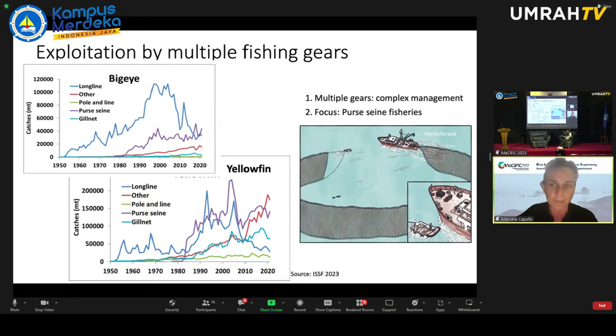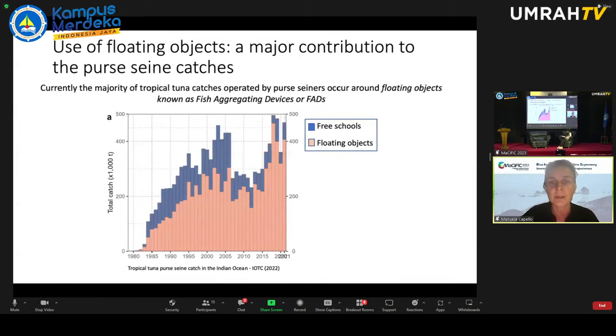For those who are not familiar, a purse seiner is a fishing vessel which is encircling the tuna schools or tuna aggregations with a big net. In recent years, but also historically, the catches of the purse seiners have occurred around floating objects. Nowadays, they constitute really the big majority of the catches. These floating objects are mainly called fish aggregating devices, or FADs, F-A-D.